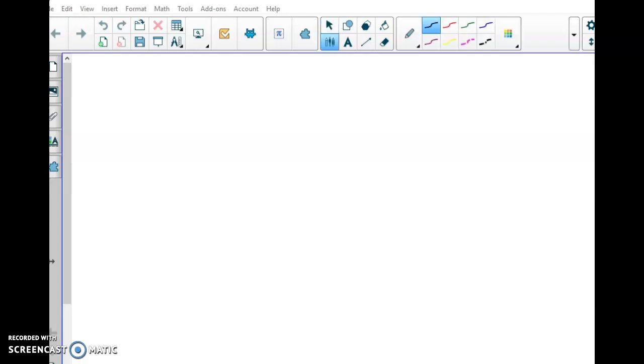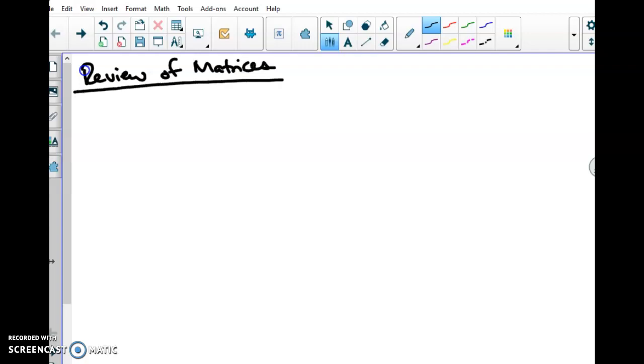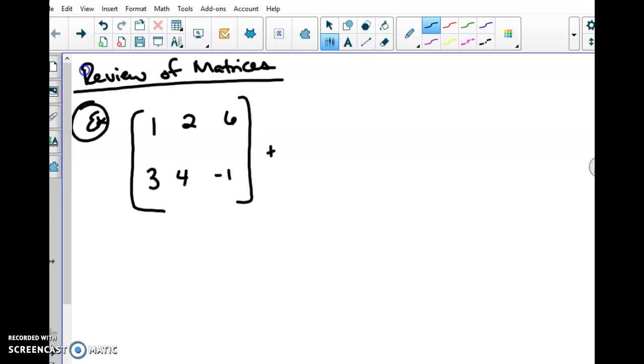This is just a quick review of matrices. We'll be talking about addition, subtraction, multiplication, as well as finding the determinant and the inverse. So we'll jump right in, in terms of addition. And we'll also add in a scalar there.